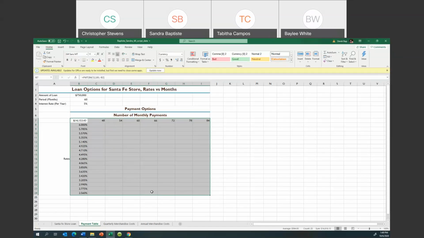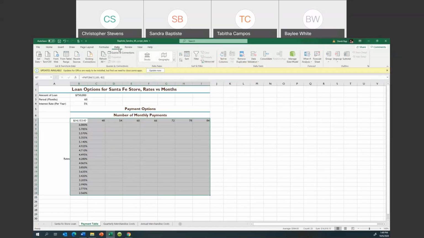interest rates. So if we were to go to the Data tab, and go to the Forecast group, to the What-If Analysis, there's another option there known as Data Table. That's what we just created. So click on Data Table. Data Table asks what is the row input cell. So select B3.